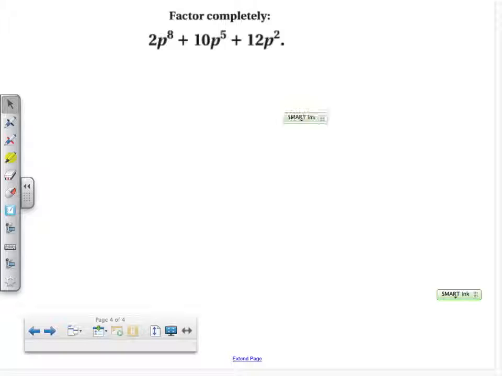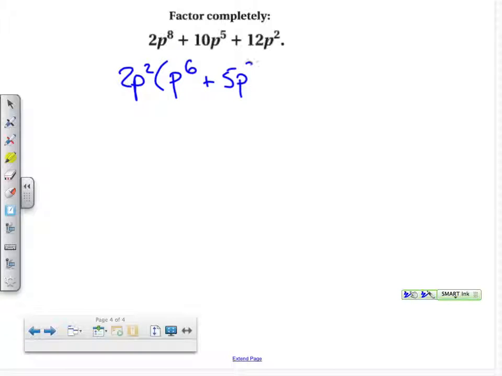First thing you should always deal with is common terms. All right? Everything has 2p to the power of 2. All right, we'll factor that out. We got p to the 6th plus 5p to the 3rd plus 6. All right? Now, take a look and notice we got our quadratic form because our highest power is 6 and even. You cut that in half, you get 3, and then it's gone.